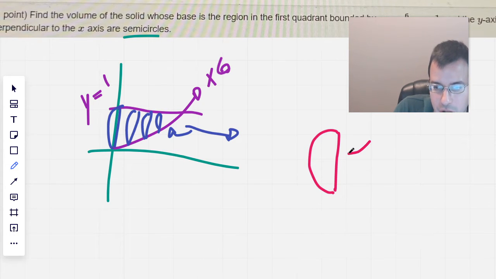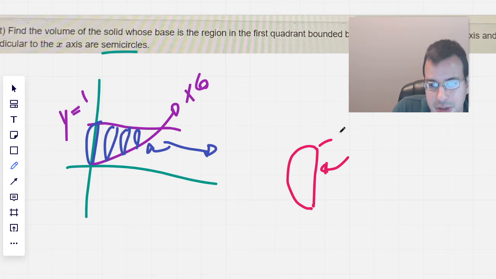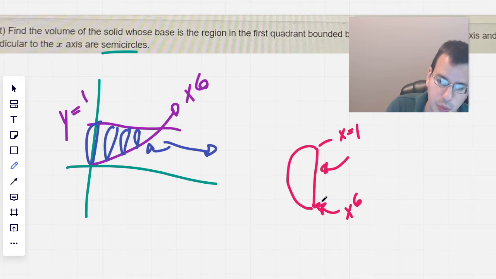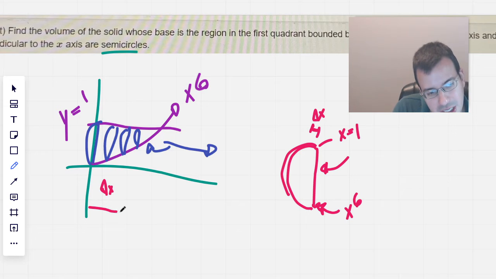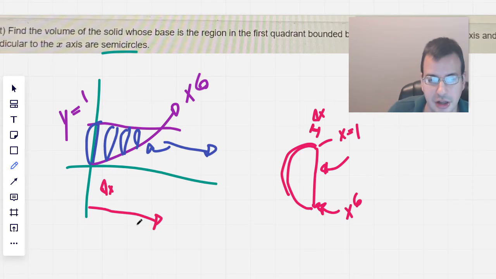So we have a semicircle like this. And if you look at this, the top is going to be x equals 1, and the bottom is going to be x to the 6th, and there's going to be a little bit of thickness to this. This is a terrible perspective. That thickness I'm going to call delta x. So if you see right here, delta x, and we're going to integrate going this direction.